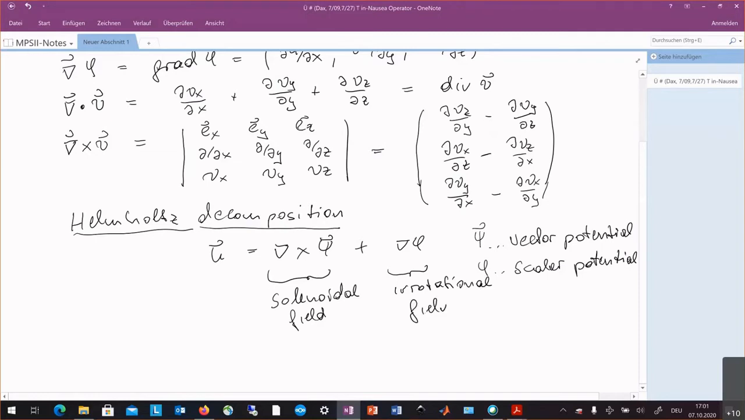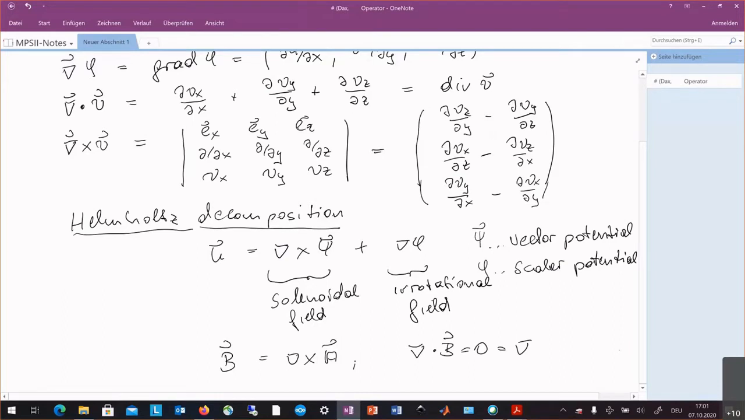Since we know that the magnetic field is divergence free, the magnetic field B, which we will also discuss later on, is described by the curl of the magnetic vector potential A. And why is that? Because we have that the divergence of B is 0, and when we put it in, we have the divergence of the curl of A. And that is always 0.